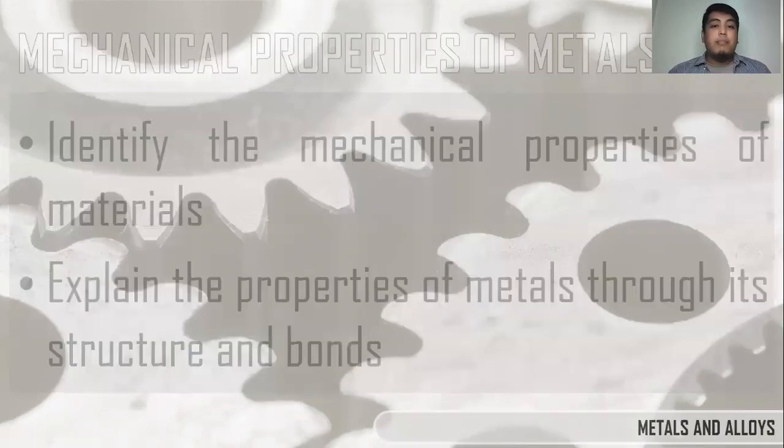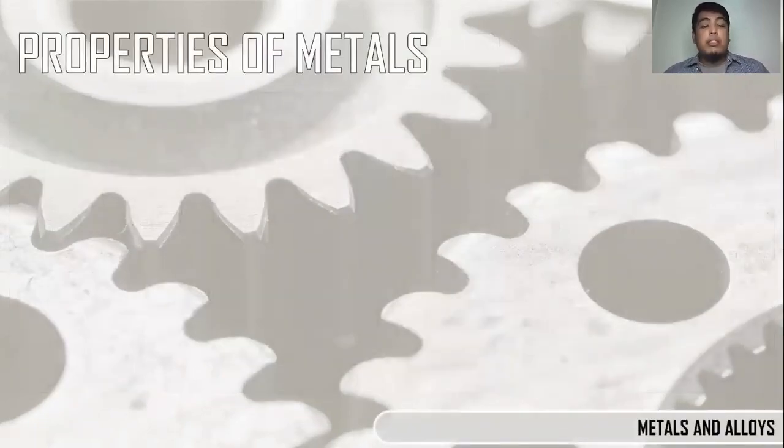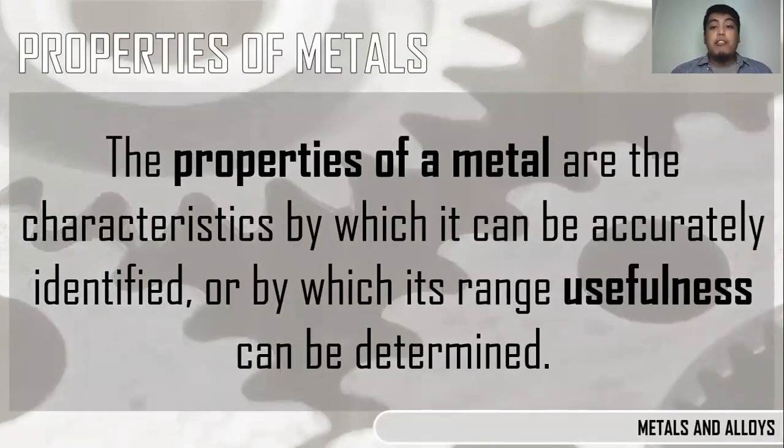So let's start. When we talk about properties of metals, the properties of metals are the characteristics by which it can be accurately identified or by which its range of usefulness can be determined. Take note that the properties of a metal actually make the identity of your material. It's the characteristic. So when we say properties of matter, or properties of material, or properties of metal, we are pertaining to the characteristic of a material.